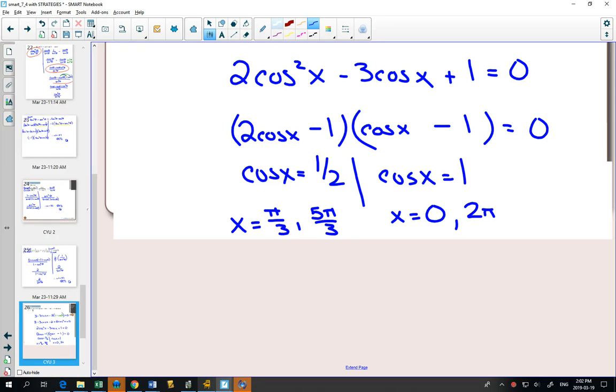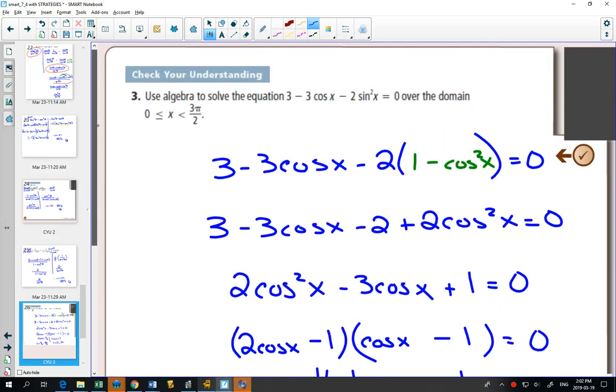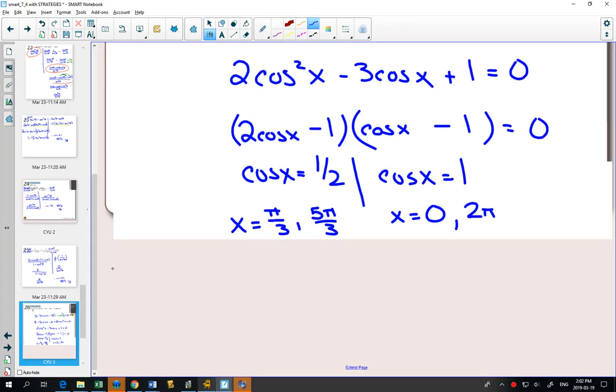So, of course, I solved it between 0 and 2 pi. Was the question asking between 0 and 2 pi? Of course not. The question is asking between 0 and 3 pi over 2. So I've got to go down here. If I think about 0 and 3 pi over 2, that's only up to there. So I should have no answers in quadrant 4. And I should take out 2 pi as well. But 0 was included, and so our only answers are 0 and pi over 3.